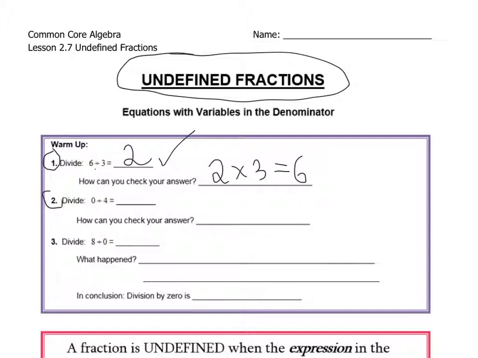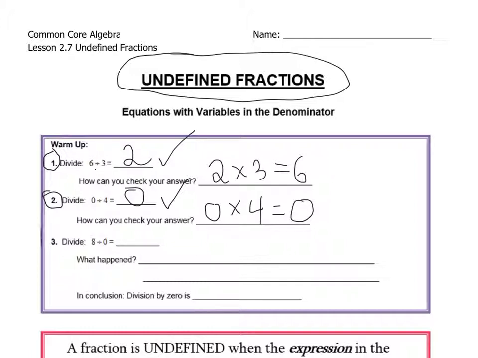In example 2, the same thing is true. 0 divided by 4 is... well, 0 divided by anything is just 0. How can you check your answer? Well, take the product, multiply by the factor of 4. Do you get back to the other factor of 0? And sure enough, you do. 0 times 4 is 0. So 0 divided by 4 equals 0 can be checked and proven to be true.